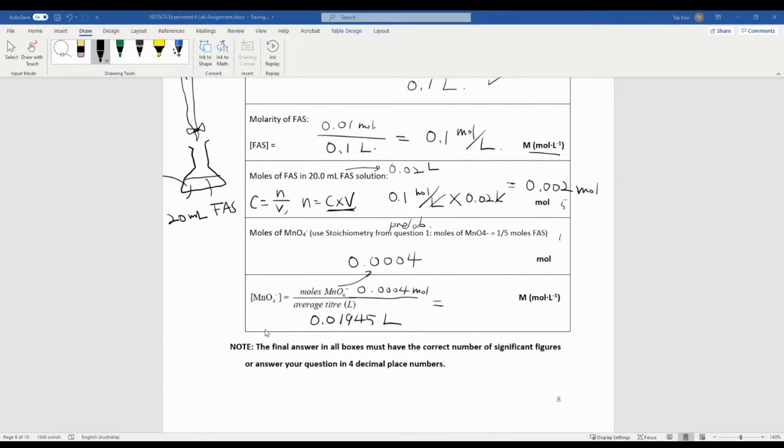Once you finish this one, let's have a look at how much you get. Divided by 0.01945. Let me just put my calculator on the screen. Since it is asking to answer in four decimal places, I'll write four decimal places.